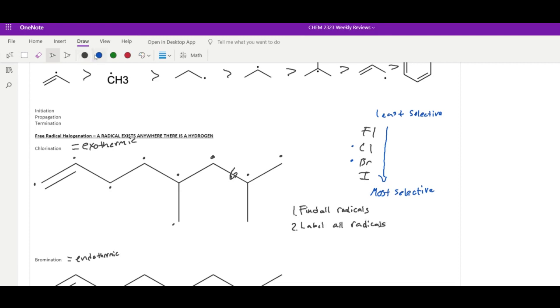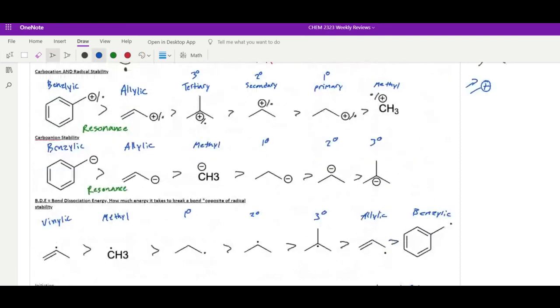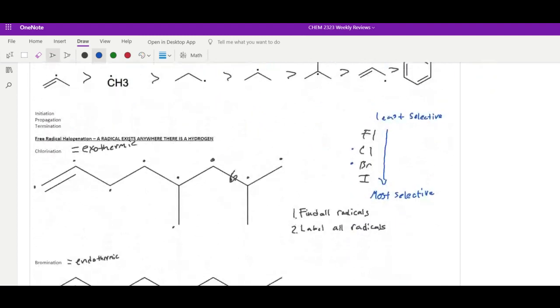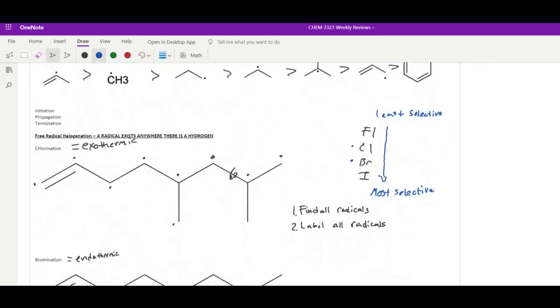Okay? Now, when I mean label, I'm talking about all of these. I'm talking about, is it benzylic? Is it allylic? Tertiary, secondary, primary, and methyl. Okay? What position is my radical on for every single position? Now, this is going to take a little bit of practice, but I'm going to speed run this for time's sake. Okay? So this is a primary, but it is vinylic, V for short.